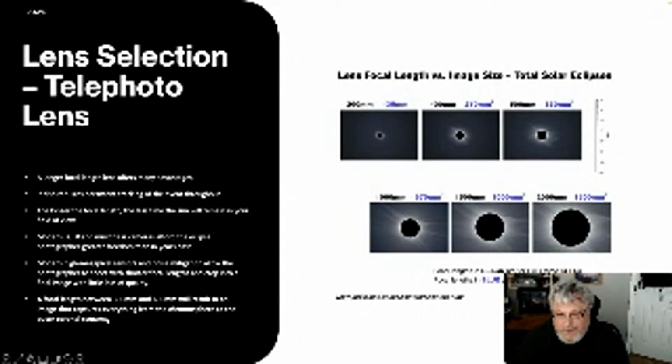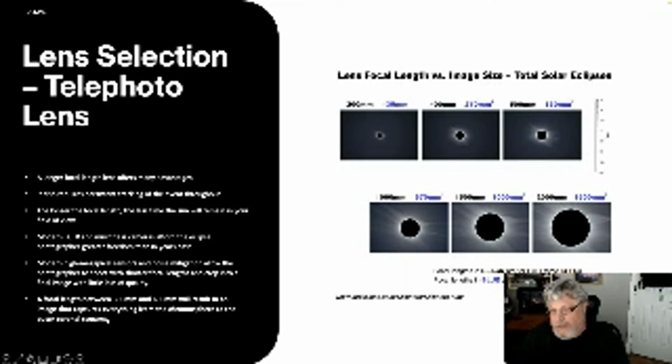This chart was created by Fred Espenak, Mr. Eclipse. He is the guru on eclipses. And he gives examples of how much you're going to capture. Now, with modern cameras, with the modern megapixels and internal noise reduction on most cameras, you can use a 300 millimeter lens and crop into your picture at the end. But if you go over 600 millimeters, you are going to start to lose the outer corona.